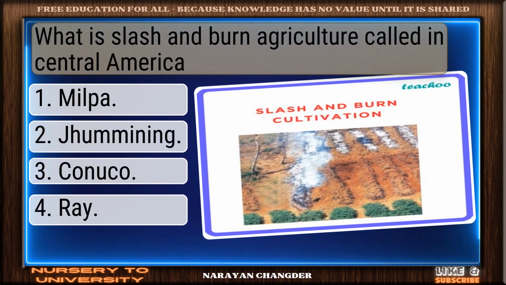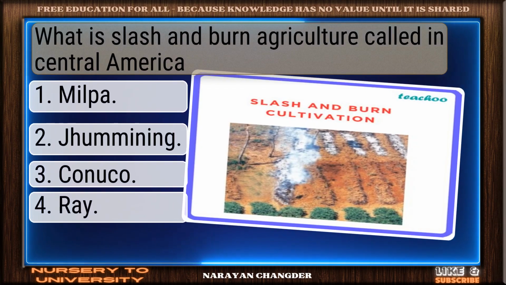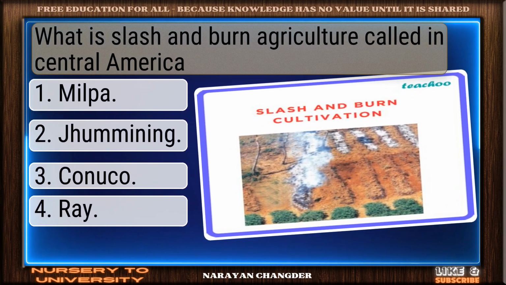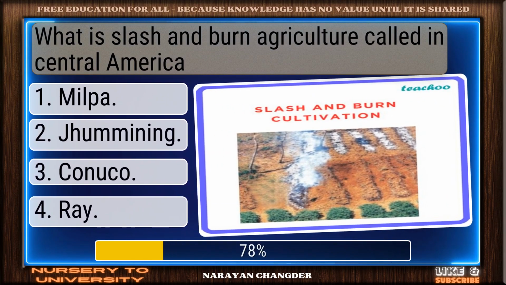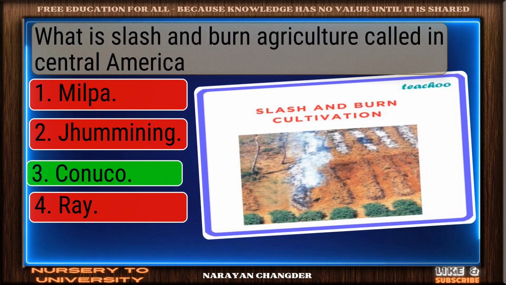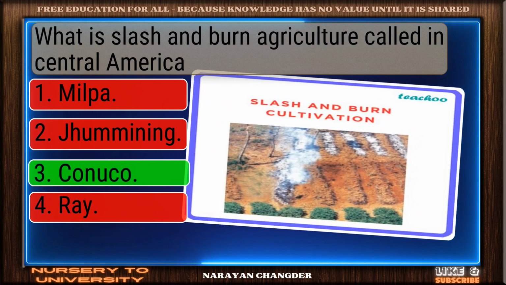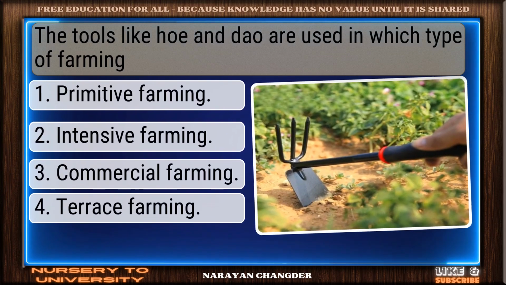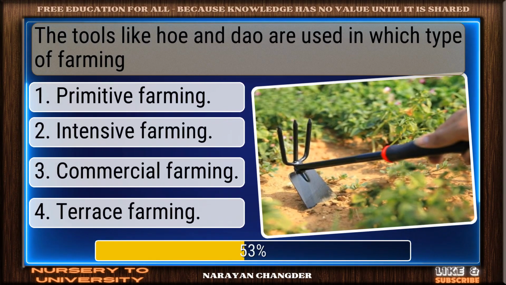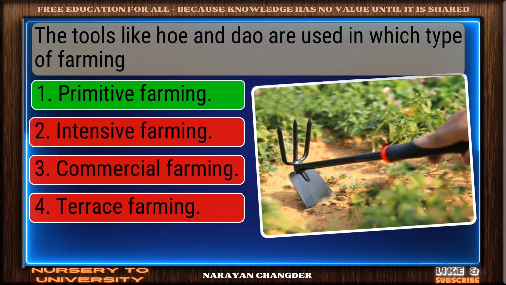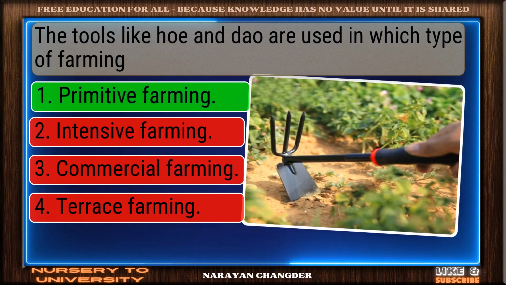What is slash and burn agriculture called in Central America? Sharp thinking. Conuco is right. The tools like hoe and dow are used in which type of farming? Correct. Primitive farming is spot on.